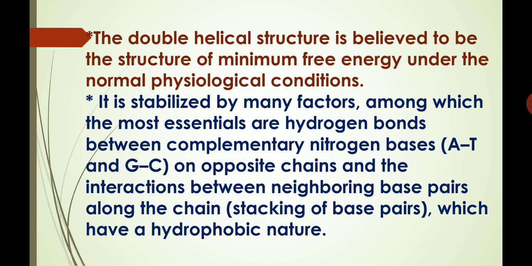The double helical structure is believed to be the structure of minimum free energy under normal physiological conditions. It is stabilized by many factors, among which the most essential are hydrogen bonds between the complementary nitrogen bases. A is joined to T, that is, adenine is joined to thymine, and guanine to cytosine, or G is bonded to C on opposite chains, and the interactions between neighboring base pairs along the chain, that is, stacking of the base pairs, which have a hydrophobic nature.